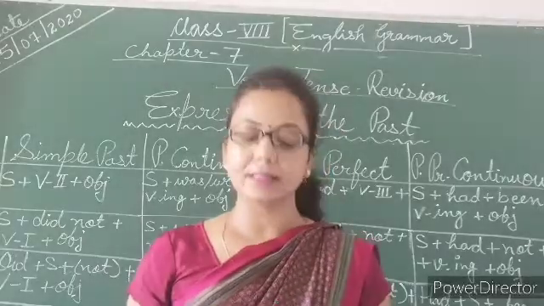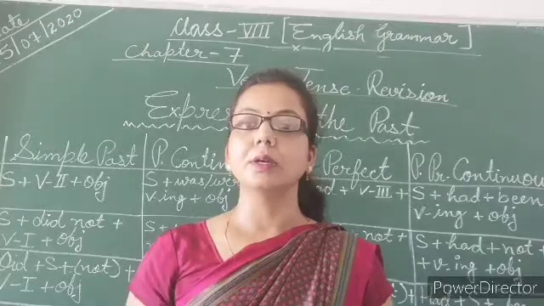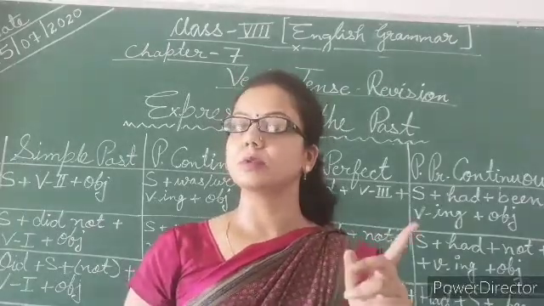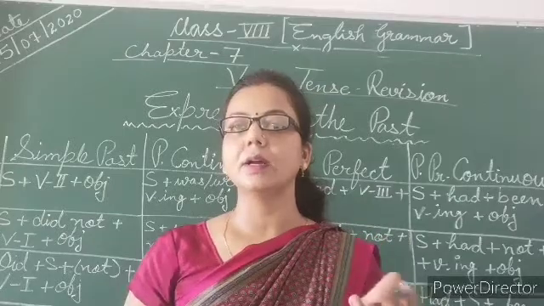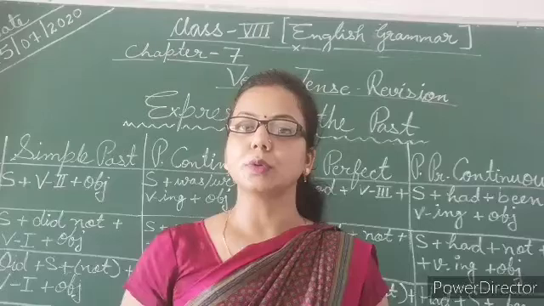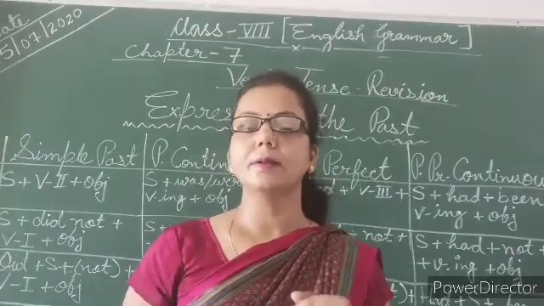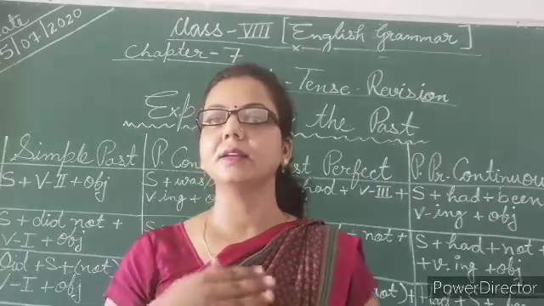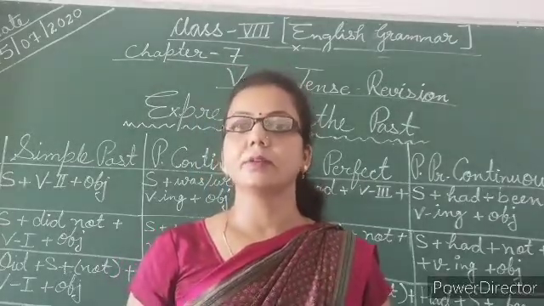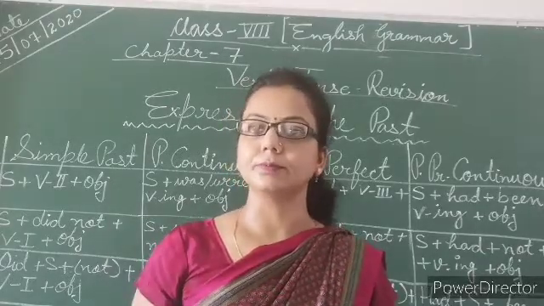Take an example. I visited Goa 2 years ago. It means I went to Goa when? 2 years ago. So I visited Goa 2 years ago. This is a sure action of the past. So here we should use the simple past. I visited. Here the subject is I. The second form of visit is visited. Subject, verb, object Goa, went 2 years ago.